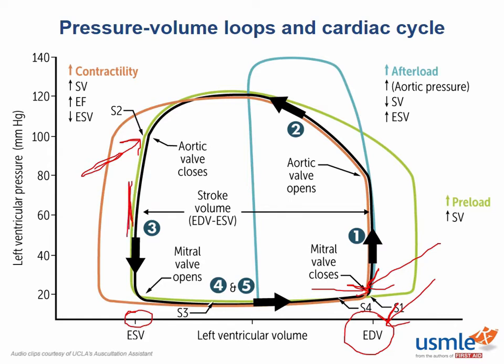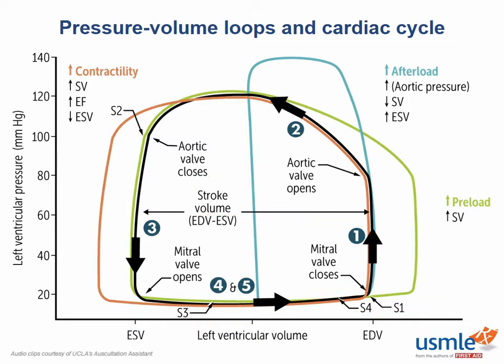So this difference between end systolic volume and end diastolic volume should sound familiar. It's the stroke volume. Remember, the stroke volume is the difference between end diastolic volume and end systolic volume. So if you're ever given a pressure volume loop on your exam, you're able to actually calculate your stroke volume by subtracting the end systolic volume from the end diastolic volume.